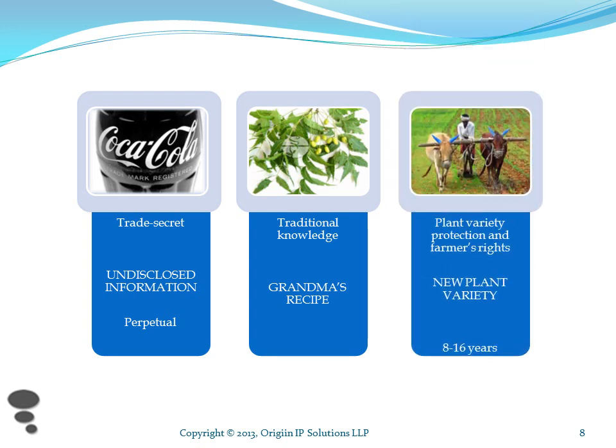The Protection of Plant Variety and Farmers' Rights Act 2001 provides for the establishment of an effective system for protection of plant varieties, the rights of farmers and plant breeders, and to encourage the development of new varieties of plants.